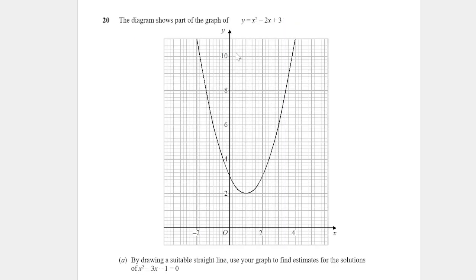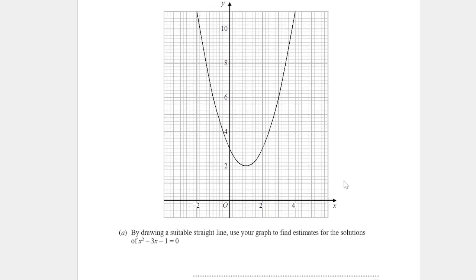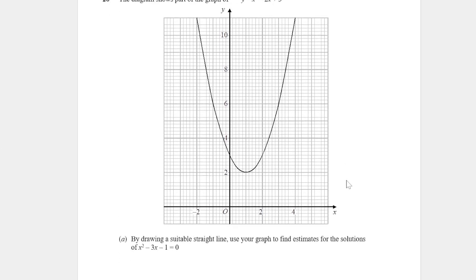Okay, question 20. The diagram shows part of a graph of y is equal to x squared minus 2x plus 3. By drawing a suitable straight line, use your graph to find an estimate for the solution. Okay, so what I'm going to do is I'll write, y is equal to x squared minus 2x plus 3, and we want to use it to solve x squared minus 3x minus 1 is equal to 0.